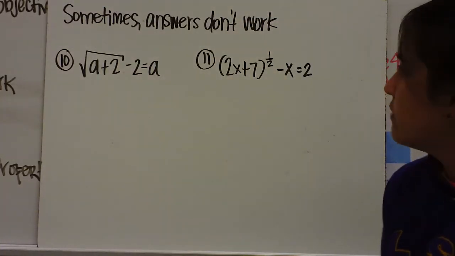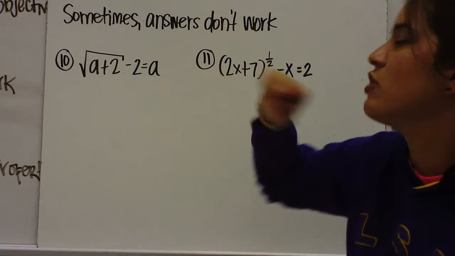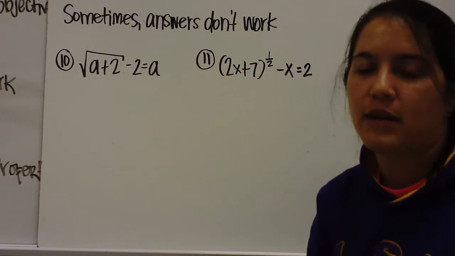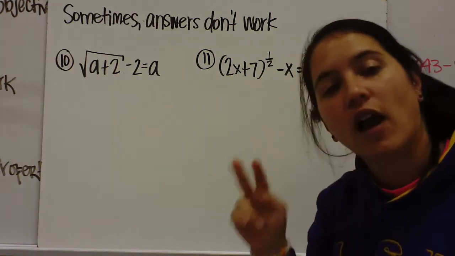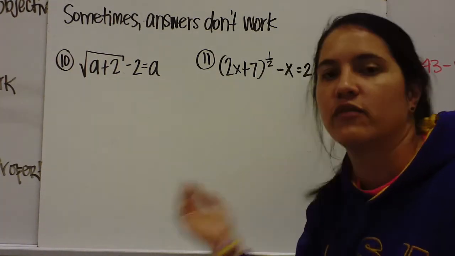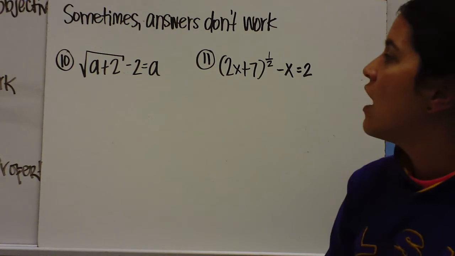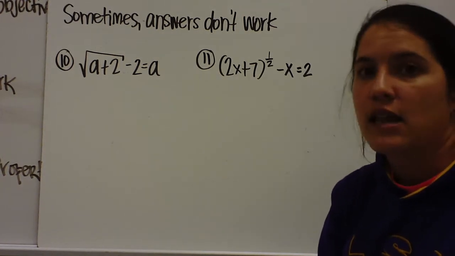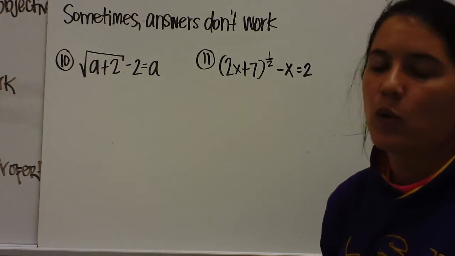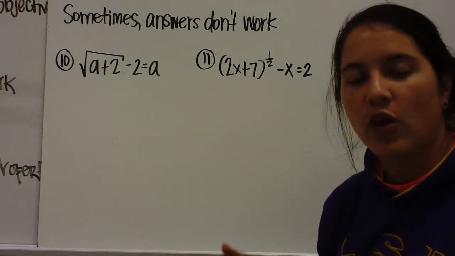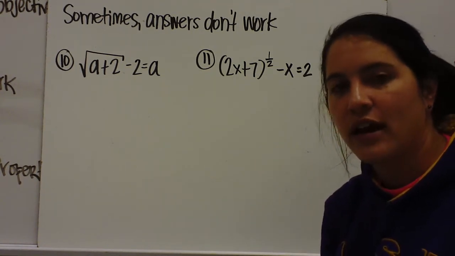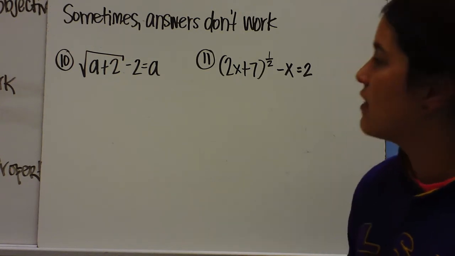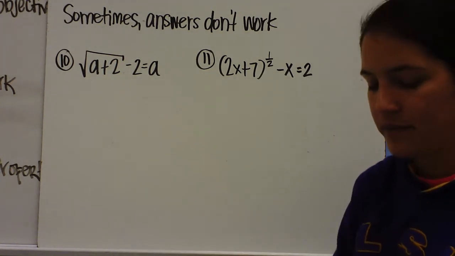So 2 more for you, and sometimes answers don't work. Let me explain what I mean by that. When you have to take the square root and you have 2 answers, like a positive and a negative, like when we were doing quadratics, you are used to seeing a is plus or minus 3, or positive 1 and negative 2. Well, sometimes one of those answers might not work. And if that's the case, you want to try them to make sure they work. So look at number 10.